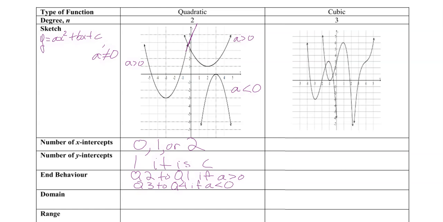If A is greater than 0, it opens up. All you've got to do is sketch a quadratic opening up, and then you go through, okay, Q2 to Q1. If A is less than 0, it opens down. Just sketch a quadratic going down and say, okay, Q3 to Q4.